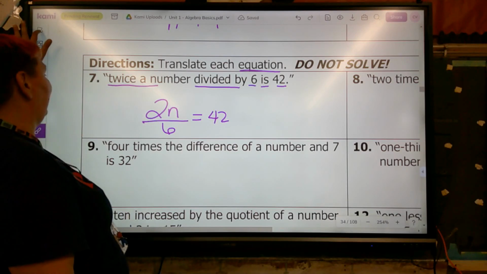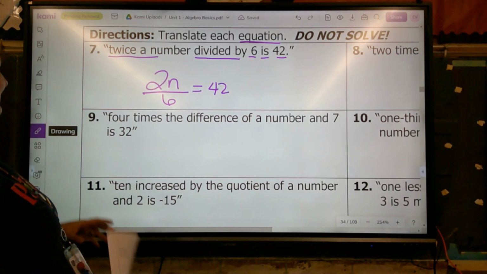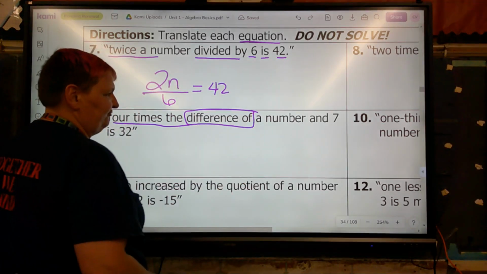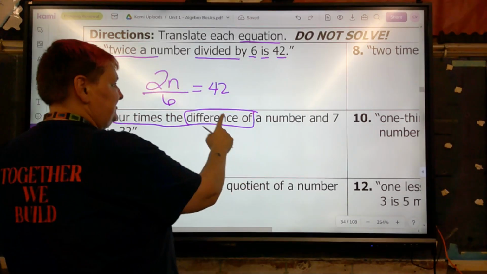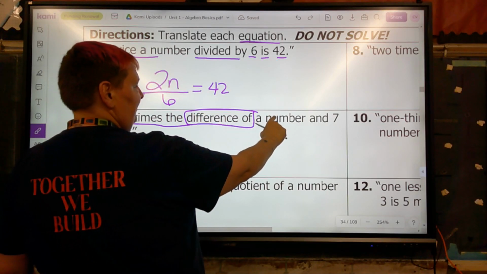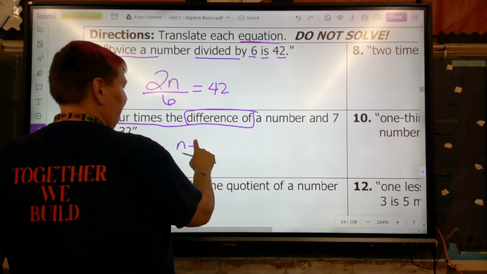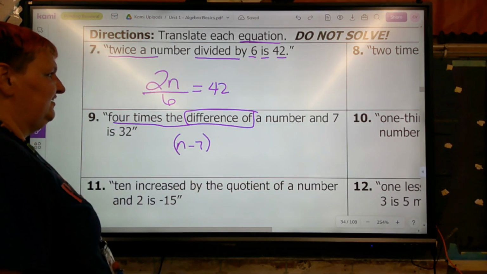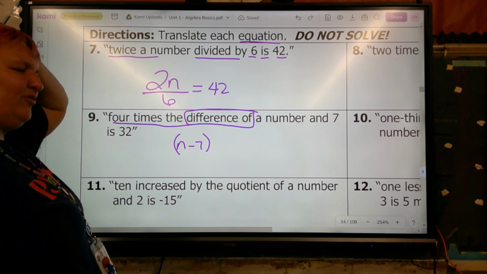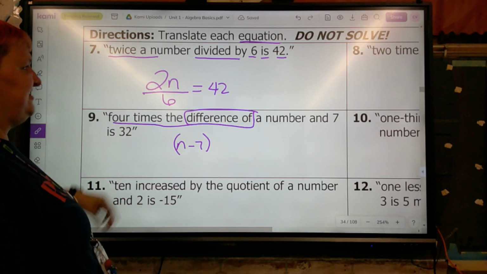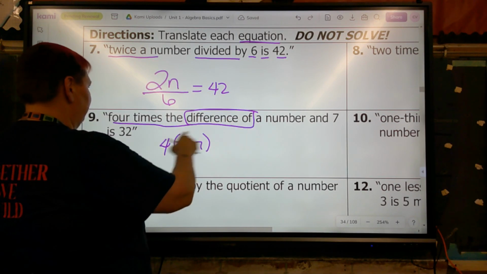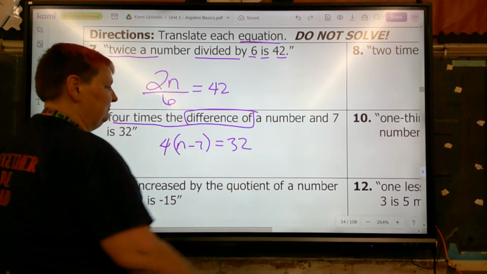I know, mind blowing. I got you. 4 times the difference of, this is your turnaround phrase, be careful. 4 times the difference of a number and 7 is 32. Difference is subtraction, so you're going to do n minus 7, and you're going to put that in parentheses. That's your turnaround, your times the difference of, I called it a turnaround phrase. I'm sorry, that's your parentheses phrase. That means it has to be in parentheses so that you'll do this first. 4 times the difference of a number and 7 is 32. Bam.